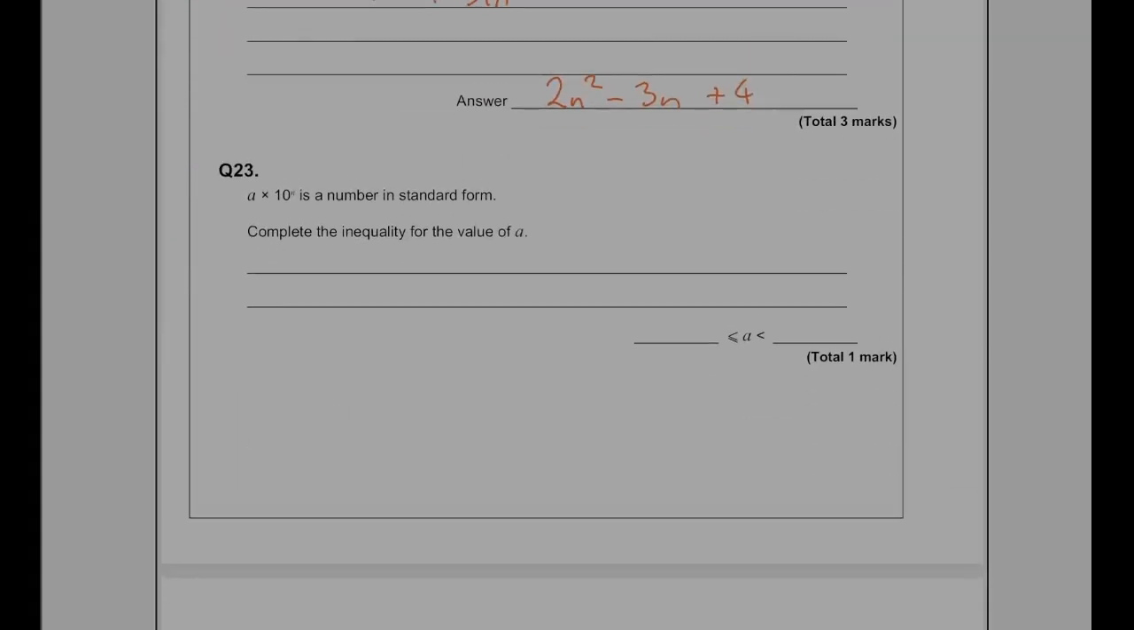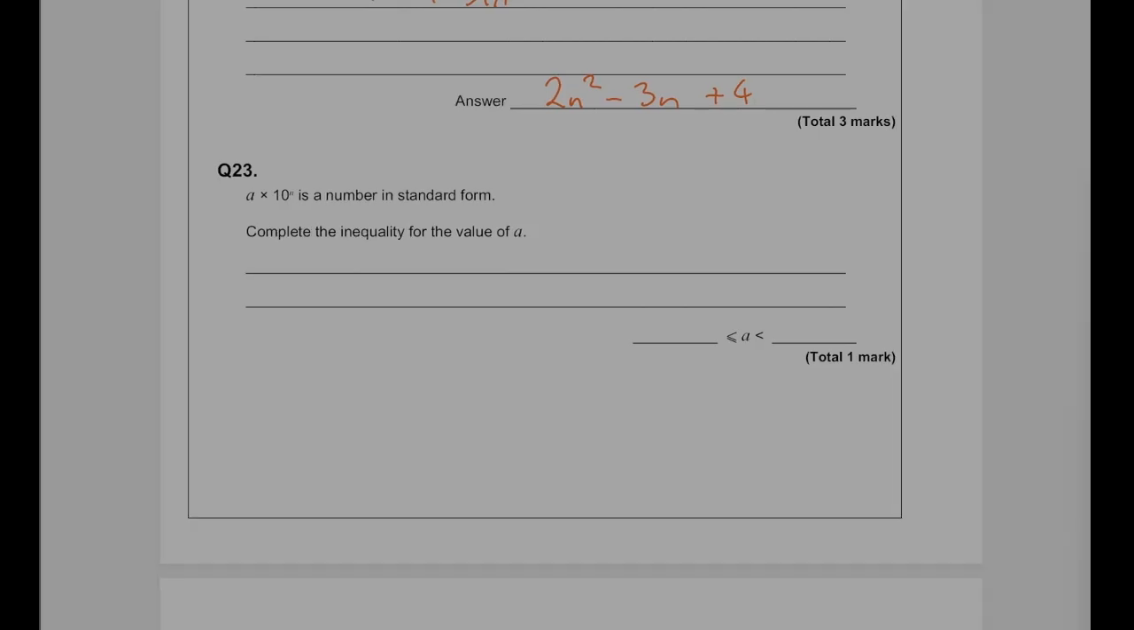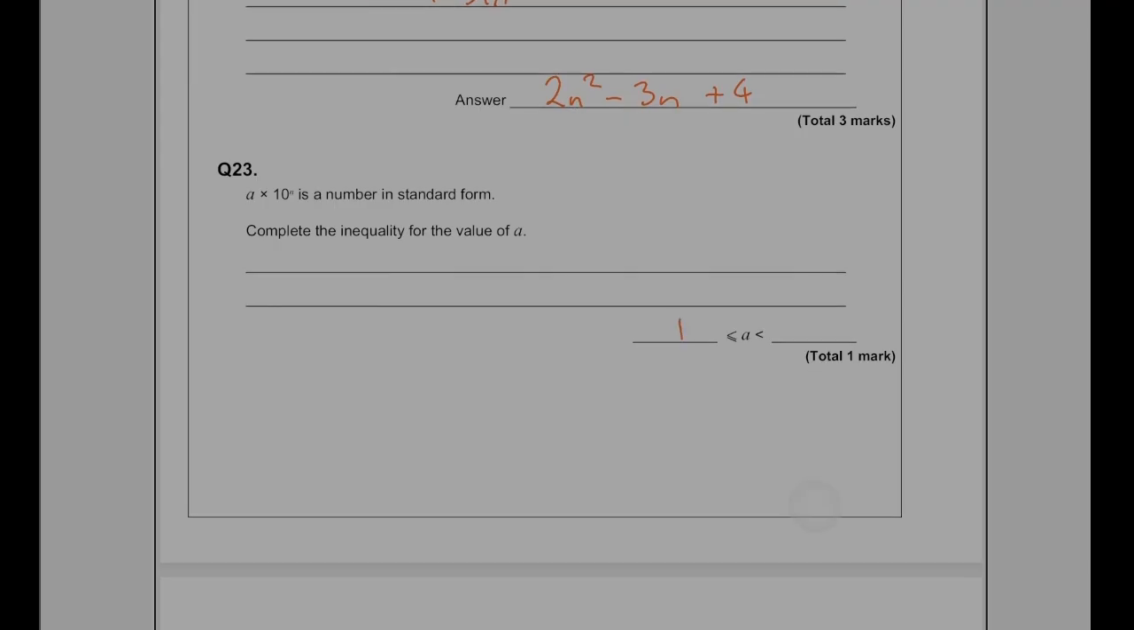Question 23. A times 10 to the n is a number in standard form. Complete the inequality for the value of a. So the number has to be greater than or equal to 1 but less than 10.